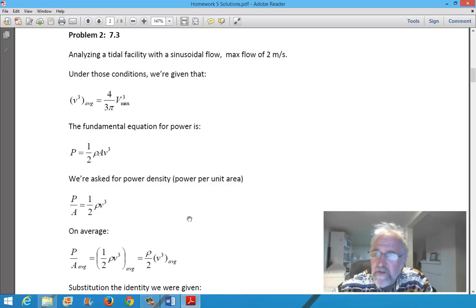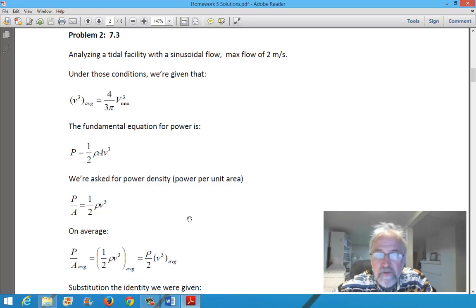So what do we say? We have a sinusoidal max flow of 2 meters per second, and they did some math for you. So if they specify the max flow of a sinusoidal flow regime, they calculated the V cubed, the average of the cube of the velocity, not the cube of the average velocity, as 4/3 pi times the maximum velocity cubed. So we're given that of 2 meters per second.